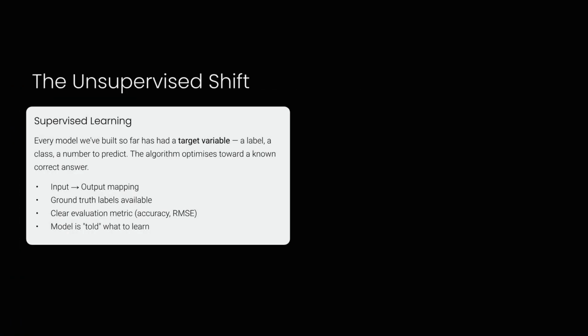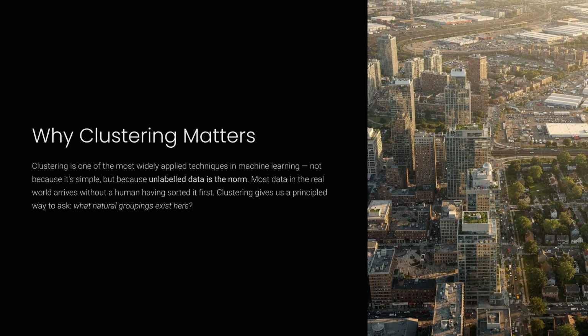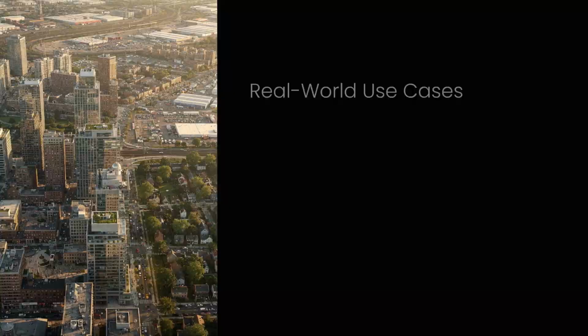Supervised learning relies on a target variable and clear metrics. Clustering, however, is unsupervised. There are no labels, no correct output, and evaluation is fundamentally harder. The model must discover what to learn from the data alone. This shift in framing changes everything. Clustering is one of the most widely applied techniques in machine learning because unlabeled data is the norm. It provides a principled way to ask, what natural groupings exist in the data?